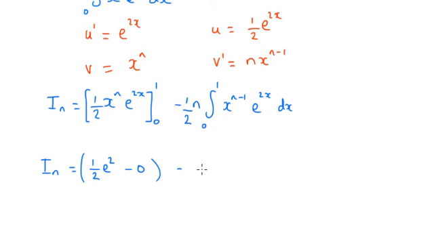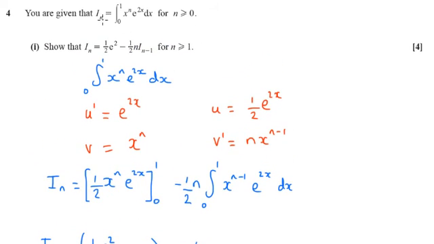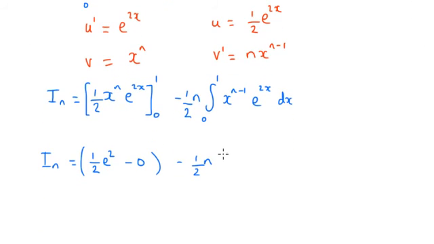Over on this side, so we've got our minus a half n. This is now I of n minus 1. If I have minus 1 here, I'm going to have x to the n minus 1, which is exactly what I've got here. So this is I n minus 1. And if I tidy that up, we get what we were asked to show. I of n is a half e squared minus a half n I of n minus 1. That's what we were after.